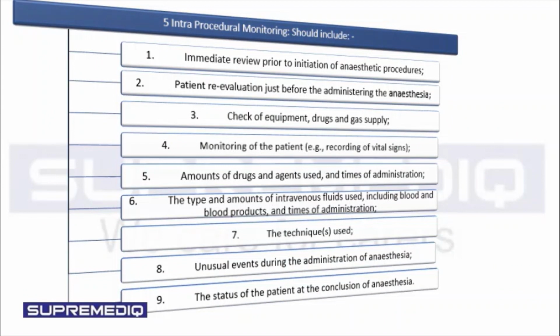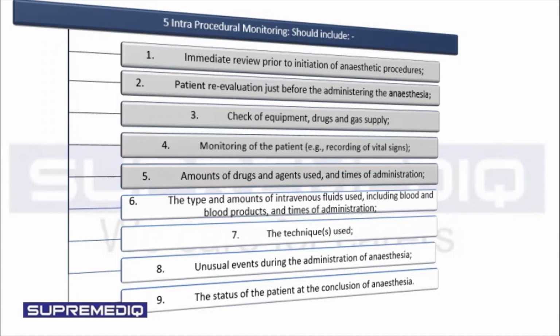5. Intra-procedural monitoring should include: 1. Immediate review prior to initiation of anesthetic procedures. 2. Patient re-evaluation just before administering the anesthesia. 3. Check of equipment, drugs and gas supply. 4. Monitoring of the patient, for example, recording of vital signs. 5. Amounts of drugs and agents used, and times of administration. 6. The type and amounts of intravenous fluids used, including blood and blood products, and times of administration.